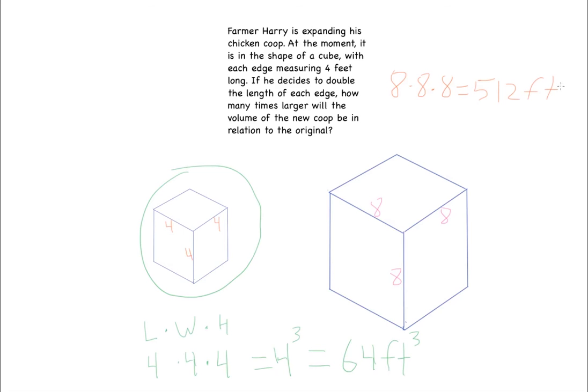So now that we have each of the volumes here, how do we find out how much larger the larger cube is compared to the smaller one? Maybe by dividing? By dividing, right? And what are we going to divide? Probably the volume of the second cube, divided by the volume of the first cube. Exactly right. So we're going to divide 512 by 64 to find out how much bigger the larger cube is compared to the smaller one.